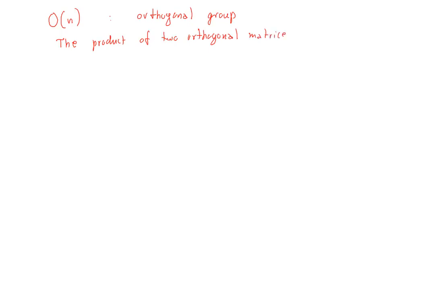The set of all orthogonal matrices is denoted by O of n, and it's called the orthogonal group. It's a group in the sense that the product of two orthogonal matrices is orthogonal. The product of two orthogonal matrices is orthogonal. This is a wonderful property. And the inverse of an orthogonal matrix is orthogonal.